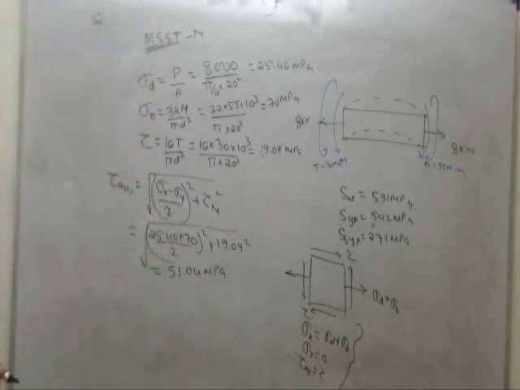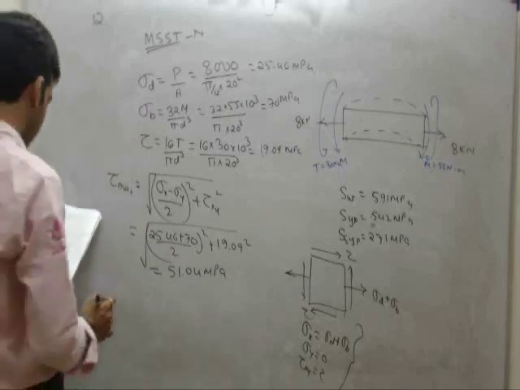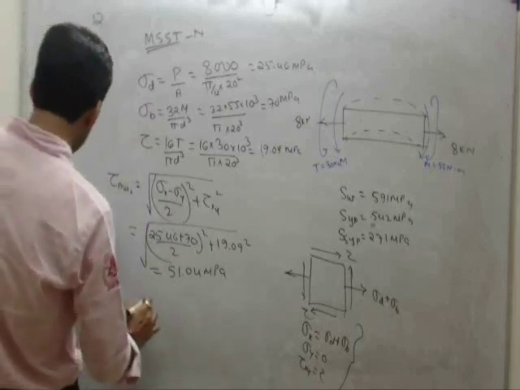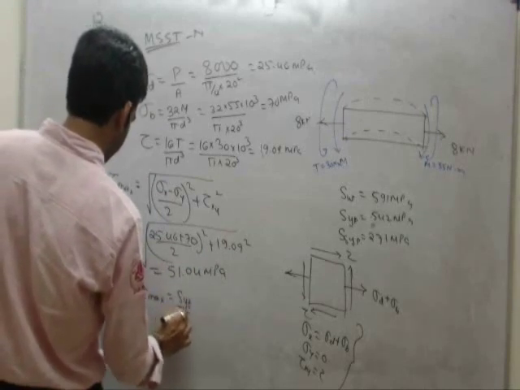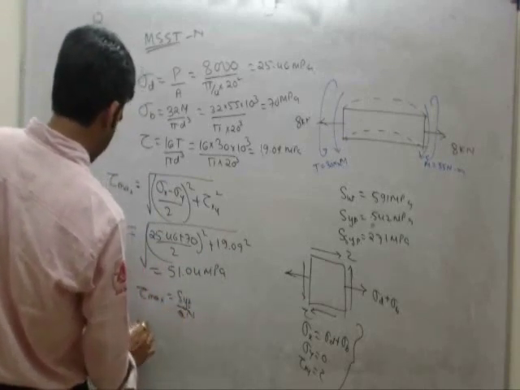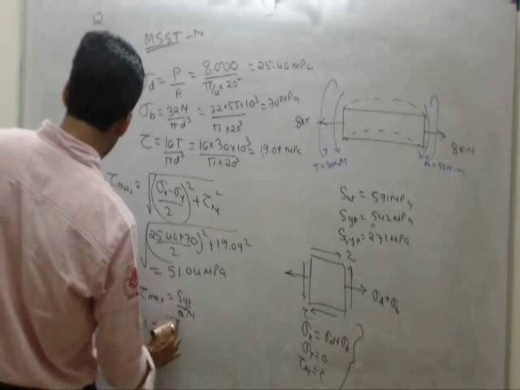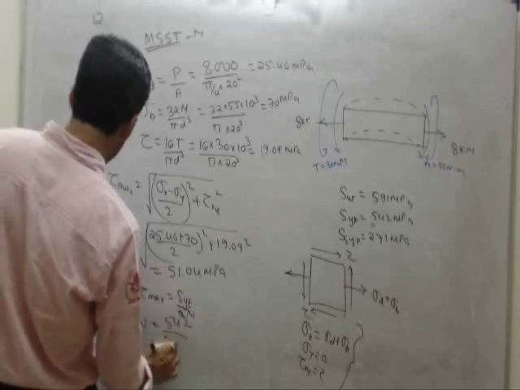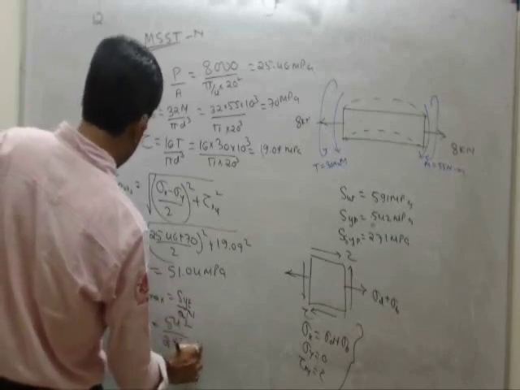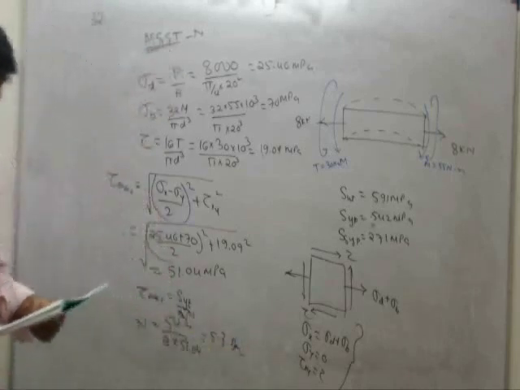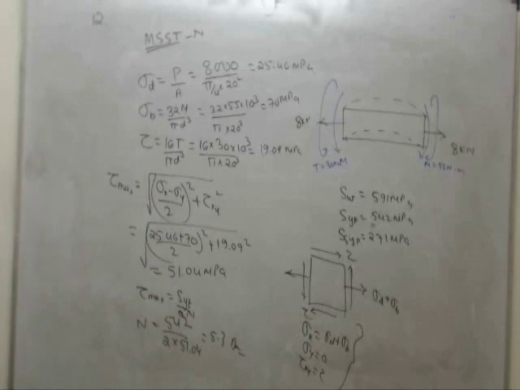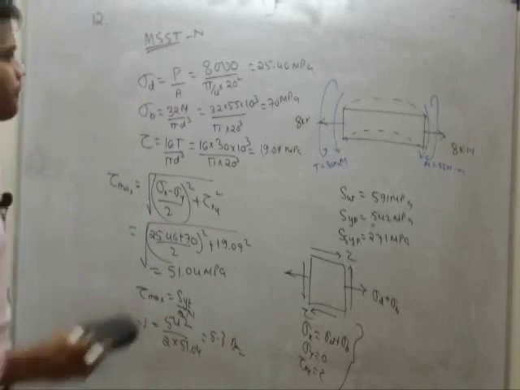According to maximum shear stress theory, we know this tau max is equal to SYT by 2n. So n will be equal to SYT, which is 542, by 2 into 51.04. So n will be equal to 5.3. Answer. Getting this? Okay. Next, question number 13.